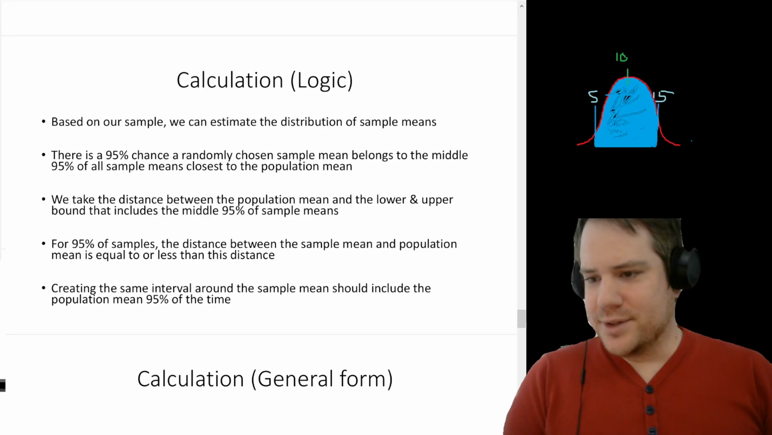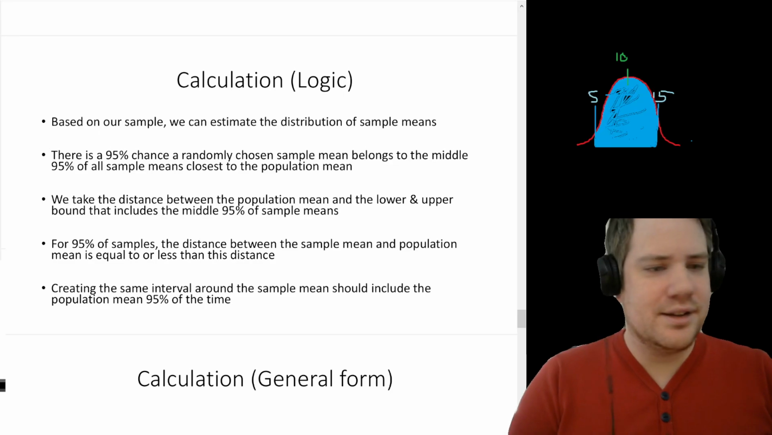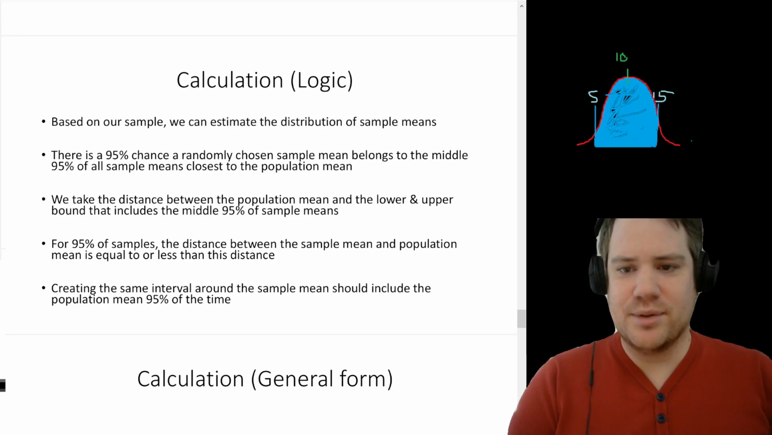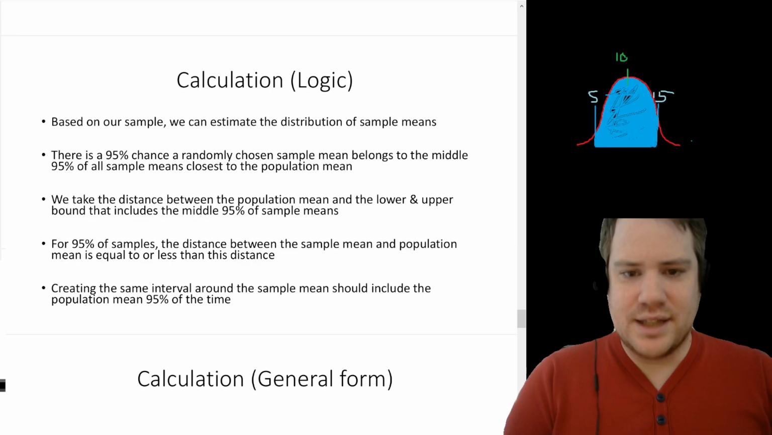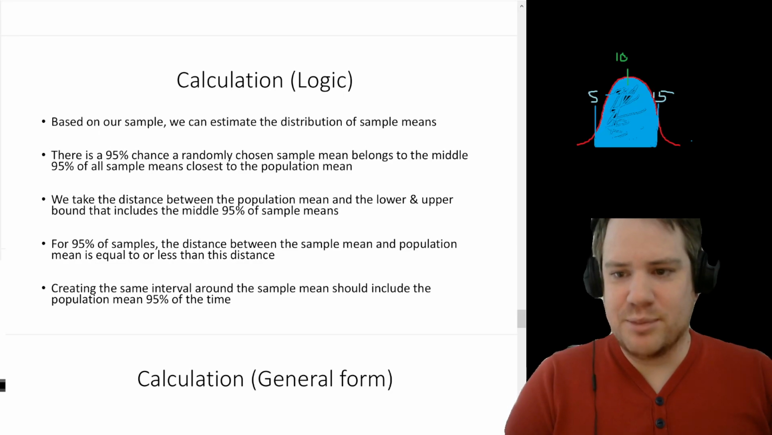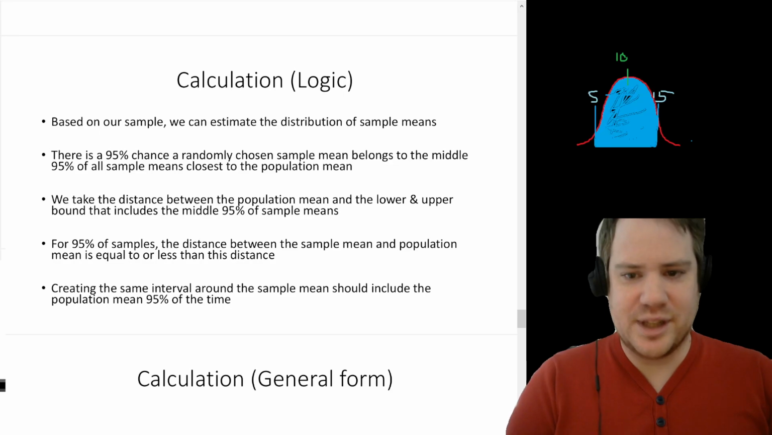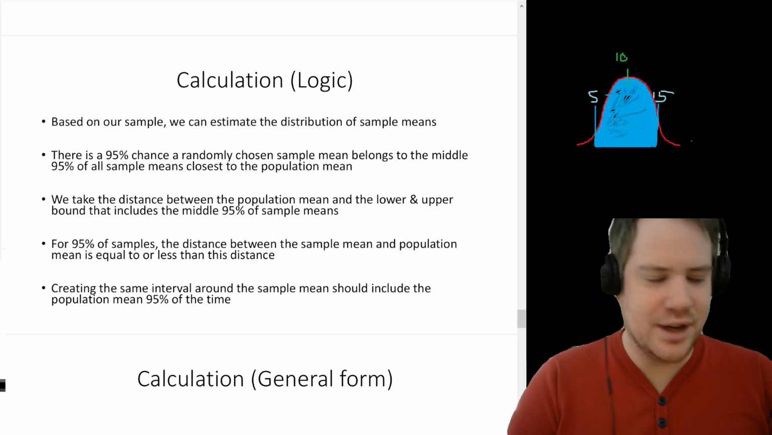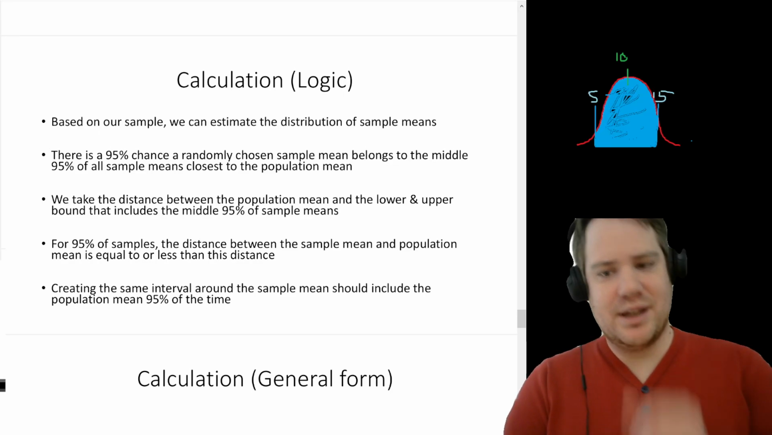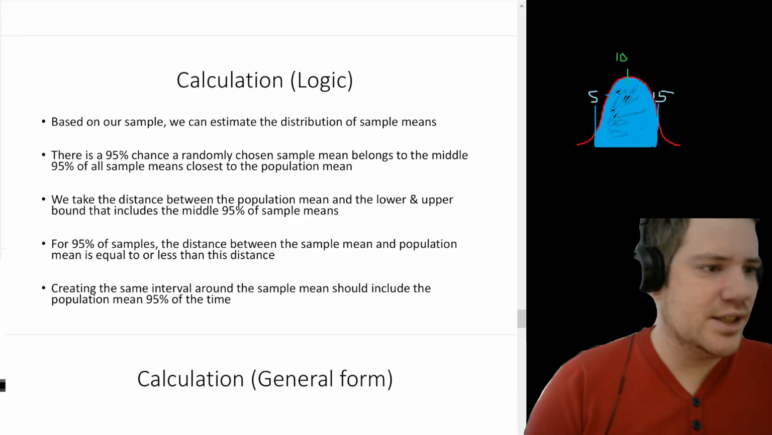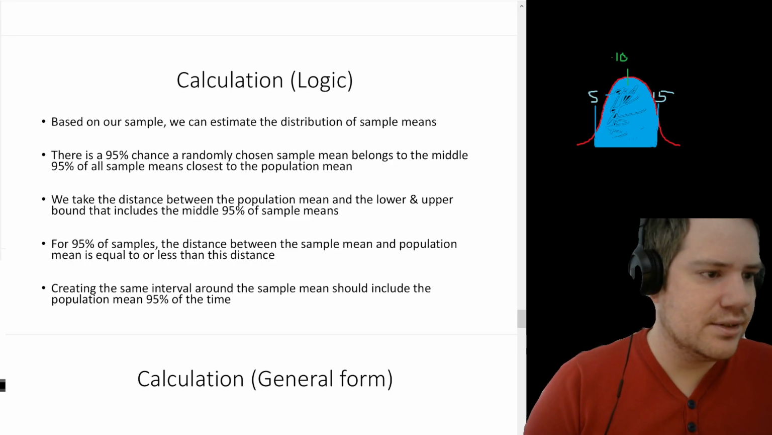So the exact calculation for this we'll save for later, but let's say that based on our sample, we've estimated the distribution. We did that, the red line. Then there's a 95% chance a randomly chosen sample mean belongs to the middle 95% of all sample means close to the population mean. So we have this blue area for that. And then what we're interested in is that we take the distance between the population mean and the lower and upper bound. And that distance is 5, because the distance between 5 and 10 is 5. And because normal distributions are symmetric, it's 5 both ways.